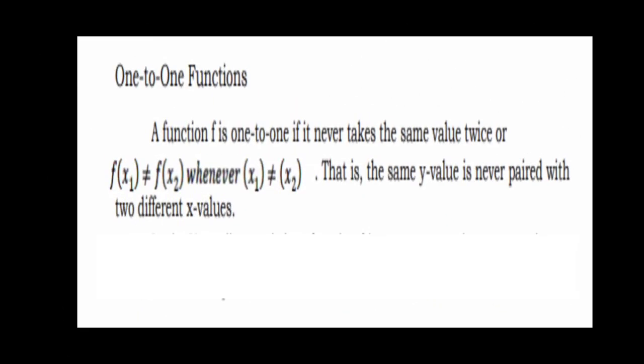What is a one-to-one function? A function f is one-to-one if it never takes the same value twice, or f of x sub 1 is not equal to f of x sub 2 whenever x sub 1 is not equal to x sub 2. That is, the same y value is never paired with two different x values. Let's take the following examples.